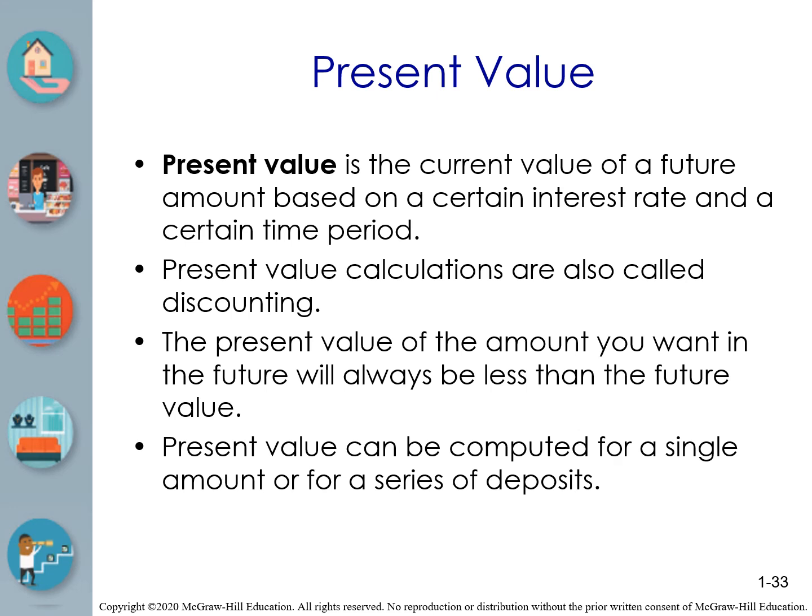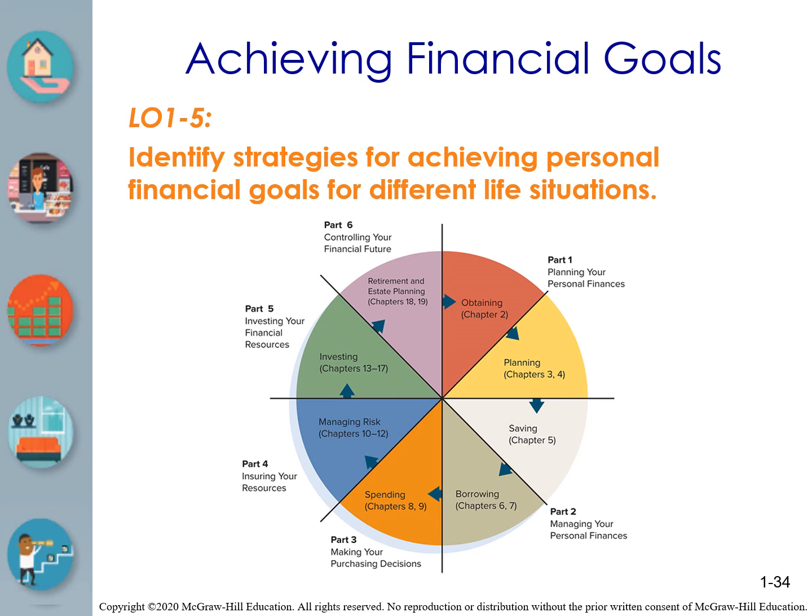Present value, we talked about future value. Present value is the opposite: the current value of a future amount based on a certain interest rate and time period involved. Present value calculations are also called discounting. So we had compounding, and now I've got discounting. The present value of the amount you want in the future will always be less than the future value. Present value will be computed for a single amount or for a series of deposits. All right. We'll get to the calculations involved with achieving your financial goals at another point.